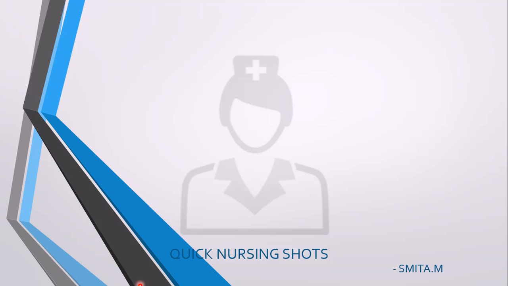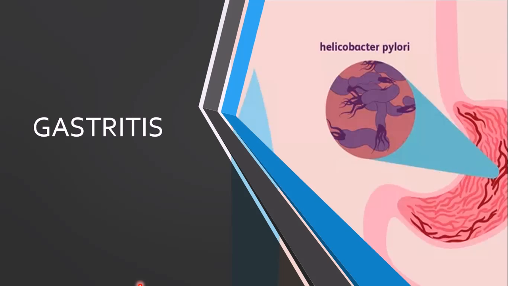from the digestive system. The topic is gastritis, and this picture which I have put intentionally over here shows Helicobacter pylori, which is a bacteria doing something in our stomach, and we can see that something is happening to our stomach lining, right? So yeah, that is gastritis.